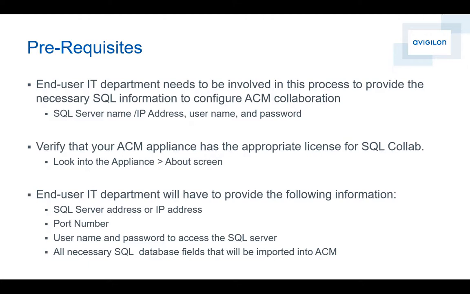Let's take a look at some of the prerequisites. You should have this task completed before you try to create a SQL collaboration in ACM. You need to engage the IT department of the end user to acquire the following information: the SQL server name or IP address, and a valid username and password that will give you enough permission to connect to that database and bring the information from that SQL database into ACM.